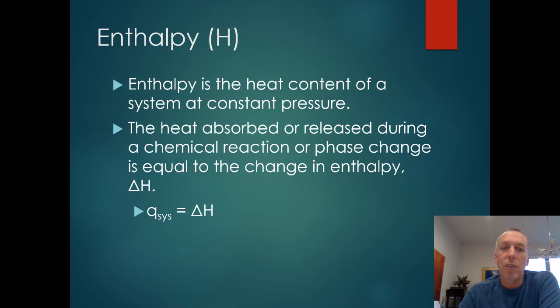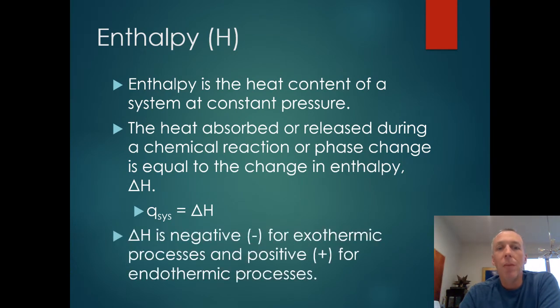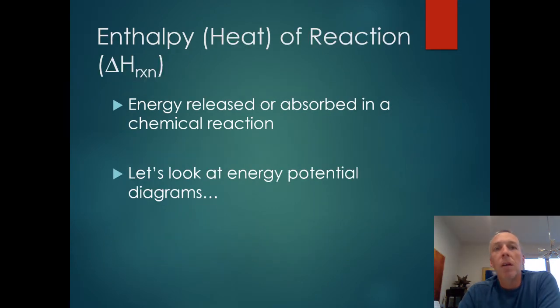So Q system is equal to delta H, change in enthalpy. Delta H is negative for exothermic processes and positive for endothermic processes. And this matches the sign conventions that we talked about last week. Anytime heat leaves a system, it's negative. Anytime heat goes into a system, it's positive.